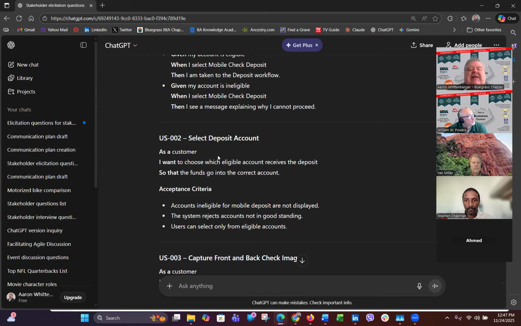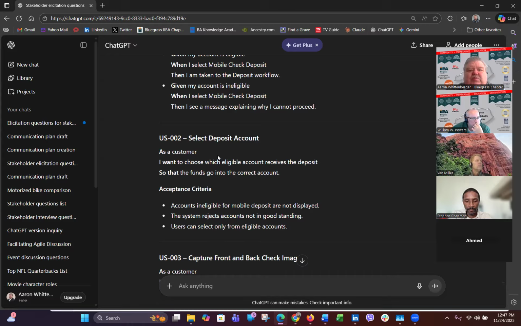And as they teach you in Agile, if there's multiple roles that can do this function, you should choose the one that does it the most often. And if there's not a most often, just pick one. You don't want to say as a mobile deposit customer or as a teller, naming two or three roles. Just pick one.